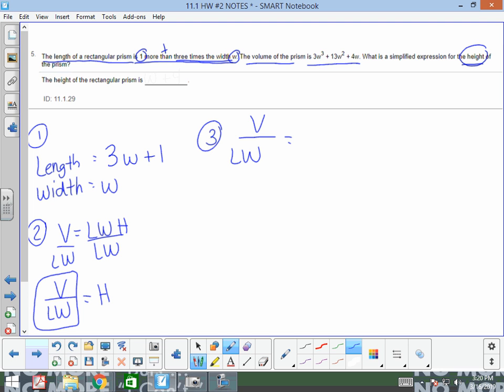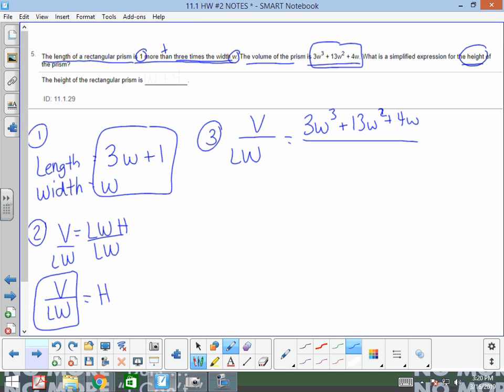Alright, so they tell us that volume is 3W cubed plus 13W squared plus 4W. Over, we know that the length and the width are these two. Now since width is a monomial, I'm going to write it first and then put the length in parentheses. Now, I've already got the denominator factor, so don't do the multiplication. Don't do the distributive property there.